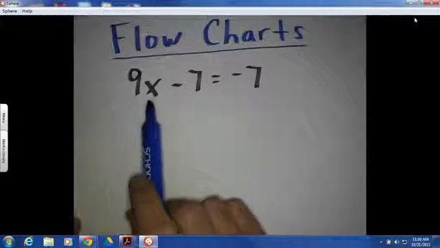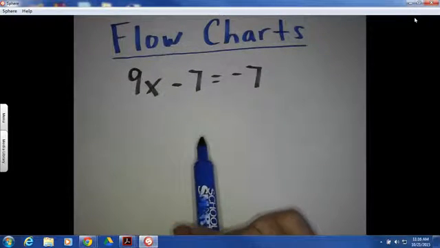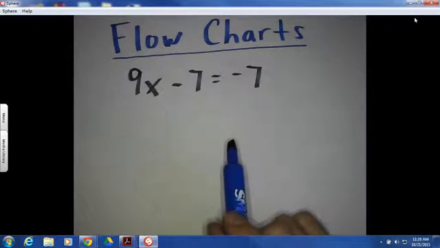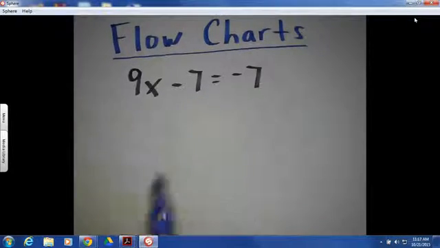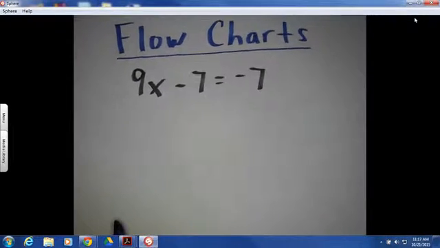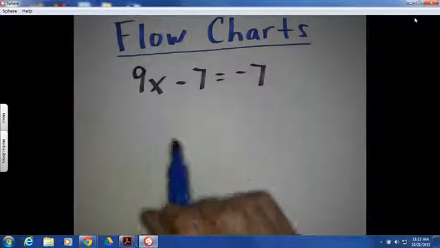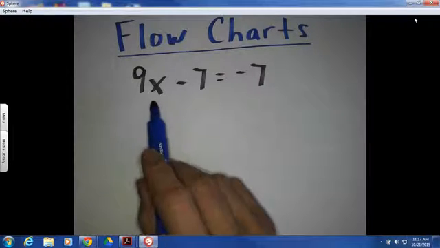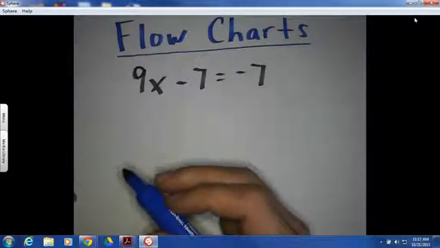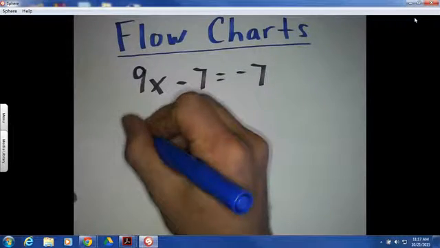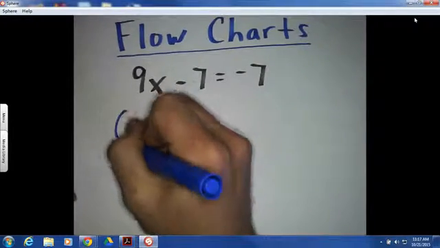I have 9x minus 7 equals negative 7. Now when you first see this, it might look really difficult, but using these flowcharts, we can solve these equations that look kind of difficult to us pretty easily, and I'll show you how. So the first step is to identify our variable, and our variable is a letter that represents a number. Here our variable is x. So the first step is that x goes into our flowchart.